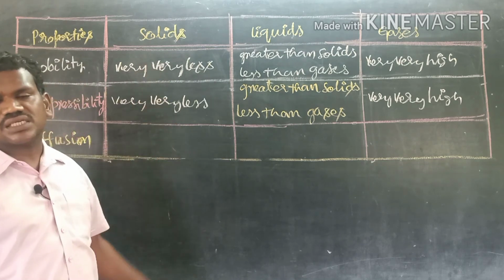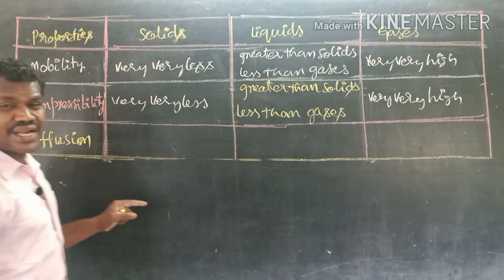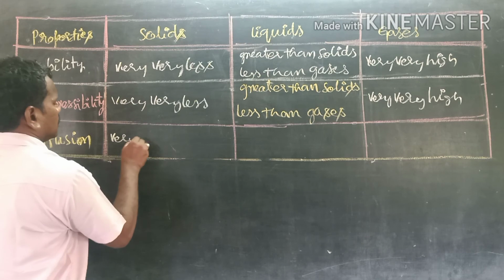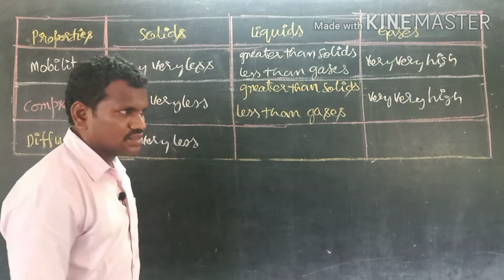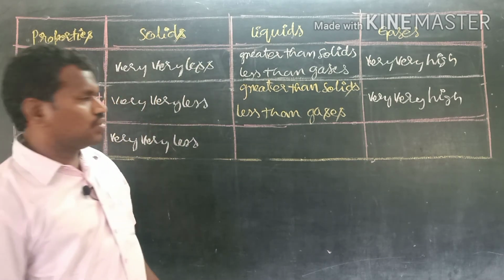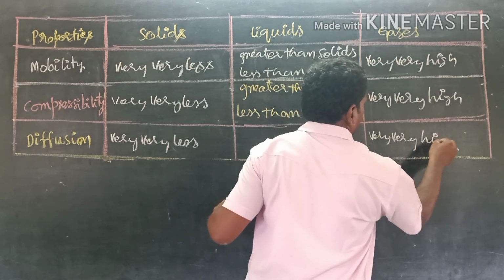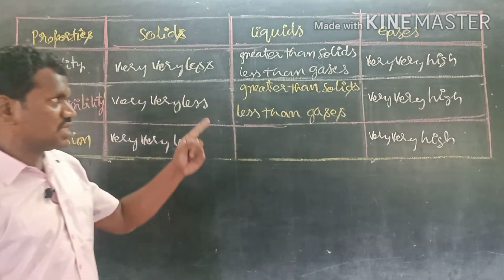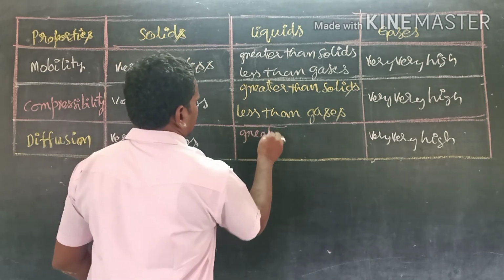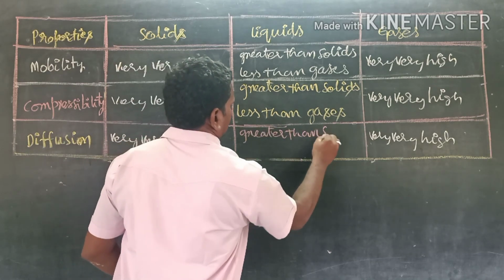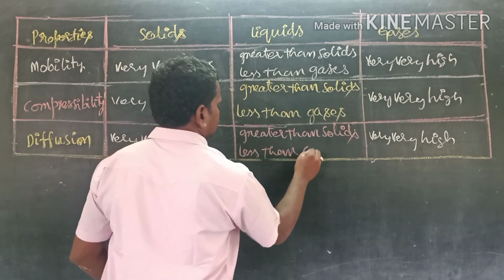Here there is no chance in the case of solids. Why? Because all the particles are closely packed. So the rate of diffusion is very less. Then what about the gases? In gases the molecular distance is more, so we can say the rate of diffusion is very high in the case of gases. Now in the case of liquids, it is greater than solids, whereas it is less than gases.